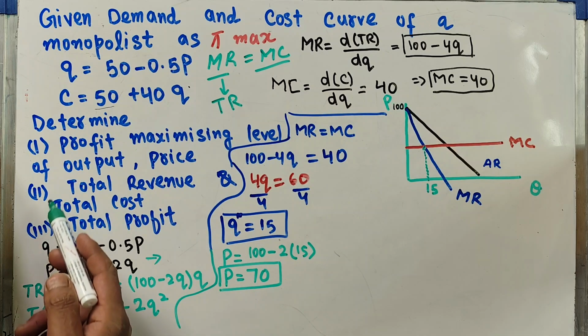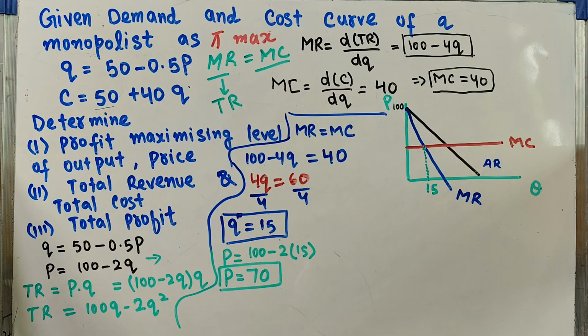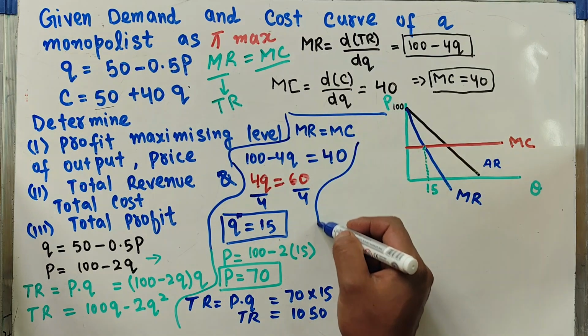Now the next question was to find out the total revenue. As we know, total revenue is simply equal to price into output. So P is equal to 70 and output is 15. So 7 times 15 gives 105, so 1050 is our total revenue.